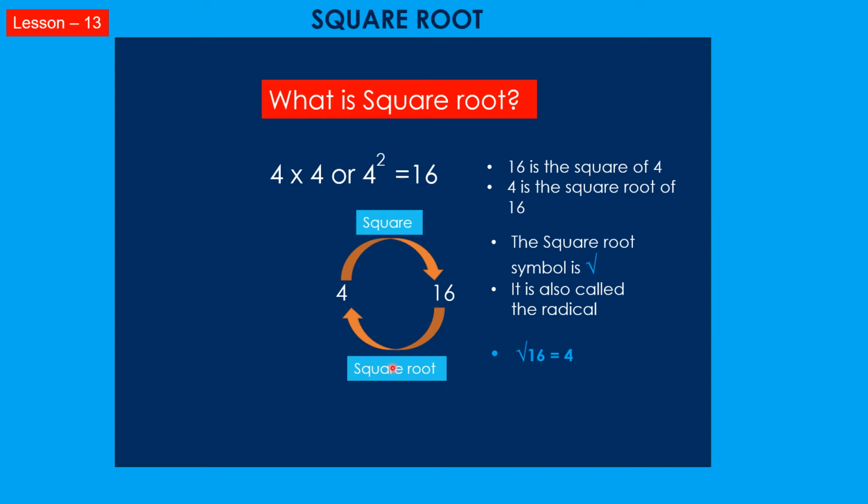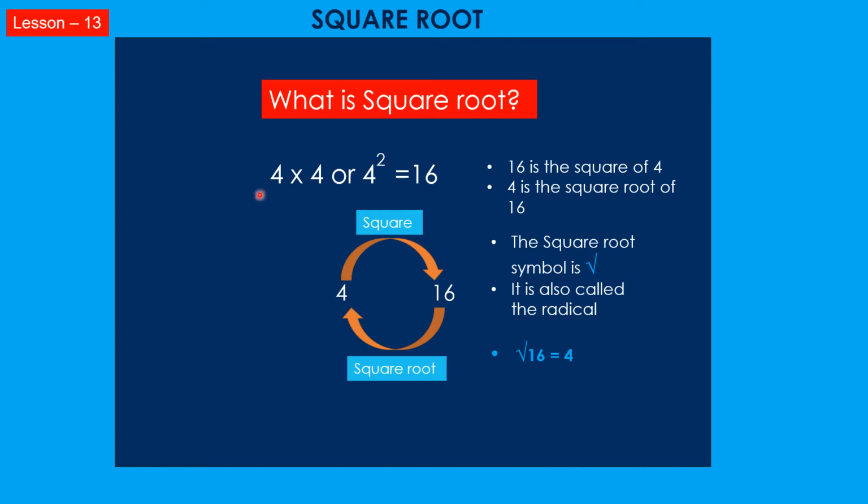So the square root is just the opposite of the square. If I say the square root of 16, I'm looking for a number that I multiply by itself to get 16. That number is 4. Another example, the square root of 36 means what number multiplied by itself gives 36. The number is 6, since 6 times 6.